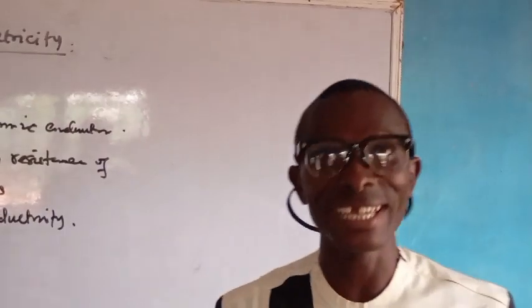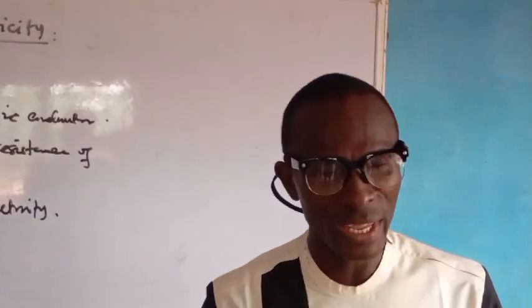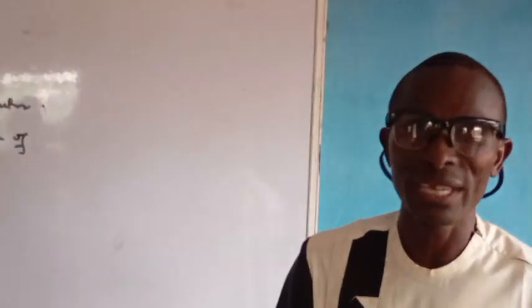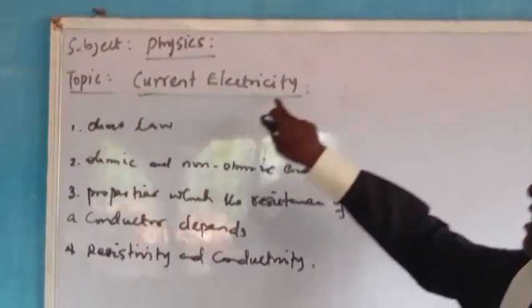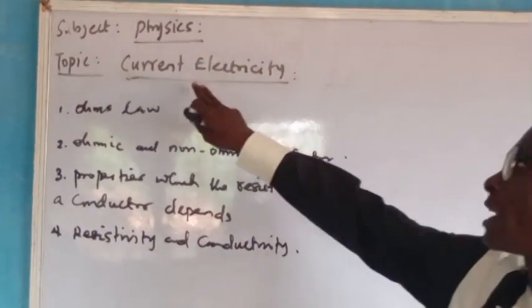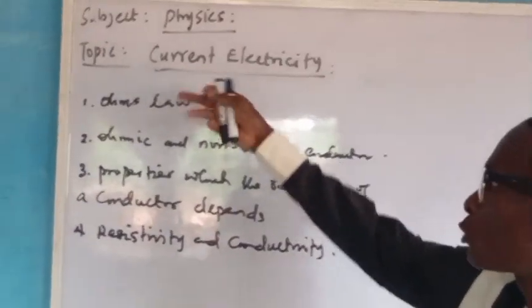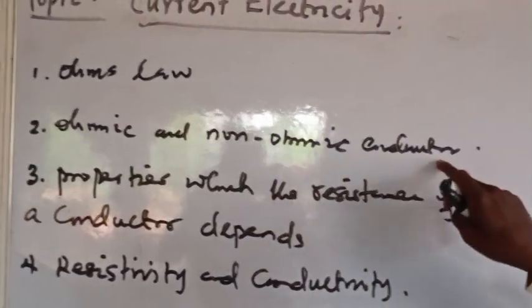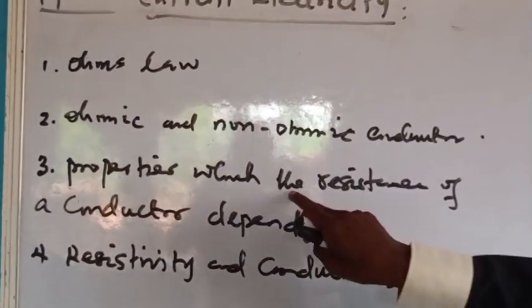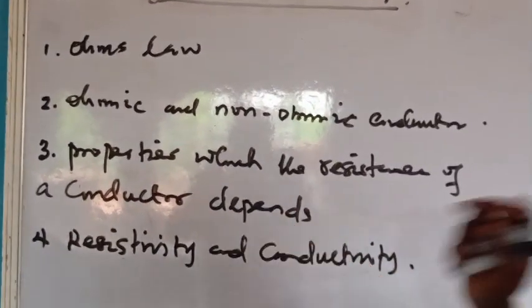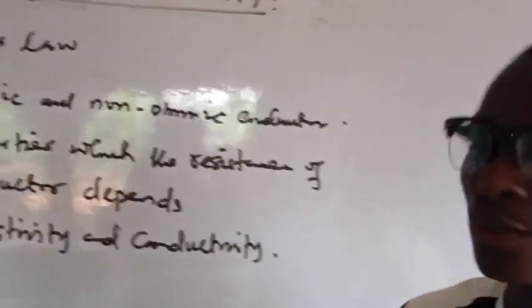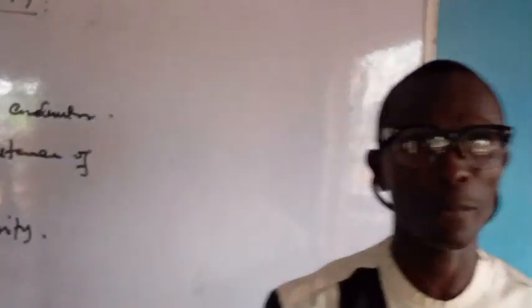Today is another day, and we are here to do a video on the physics topic, current electricity. Under this topic, in this video, we want to talk about Ohm's law, ohmic and non-ohmic conductors, the properties on which the resistance of a conductor depends, resistivity and conductivity. These are the things we want to talk about in this video.